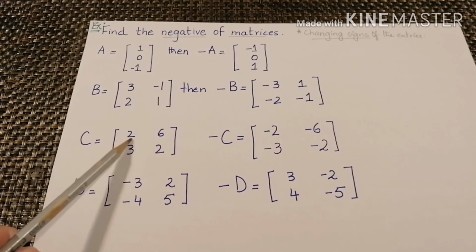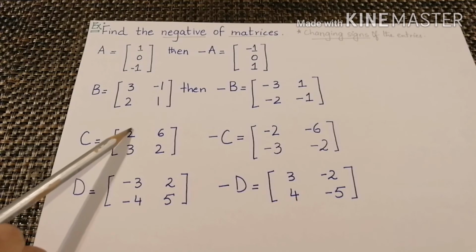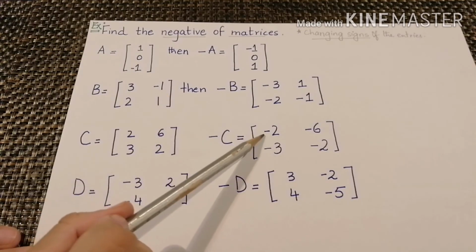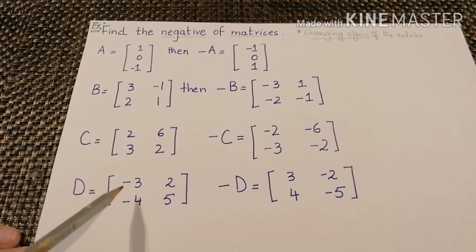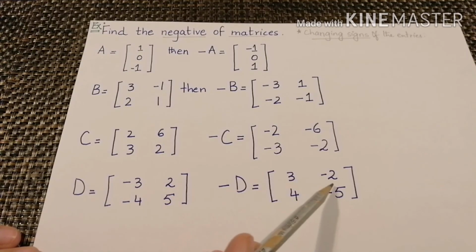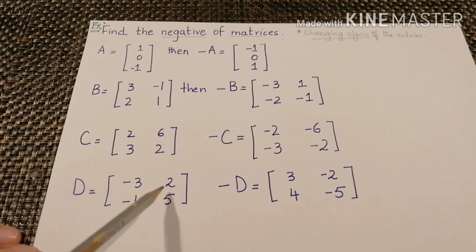Part C, [2, 6; 3, 2]. Negative of C will be changing the signs of the entries of the matrix: minus 2, minus 6, minus 3 and minus 2. Part D, [-3, 2; -4, 5]. Again, negative of the matrix D will be [3, -2; 4, -5]. How do we get it? By changing the signs of the entries of the matrix.